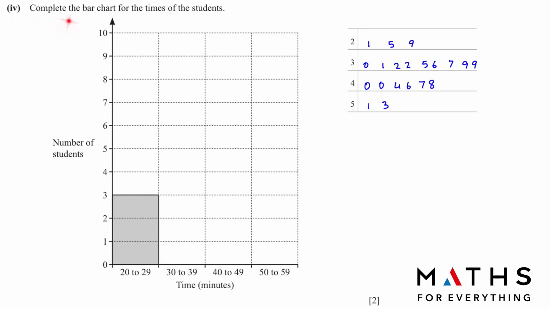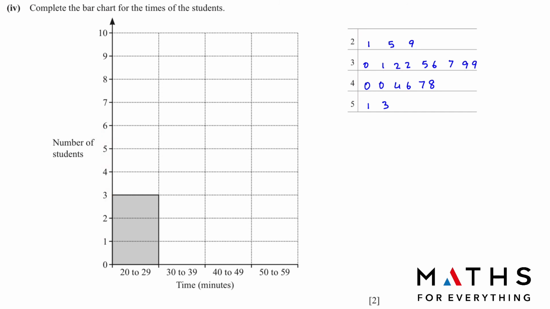Part 4 of the question, complete the bar chart for the times of the students. This is the stem and leaf graph that we made, and the first bar has been done for us from 20 to 29. So 20 to 29, there are 3: 1, 2, 3. So we have 3 bars here. The number of students are 3. This is the frequency.